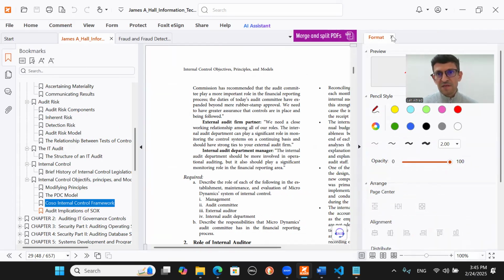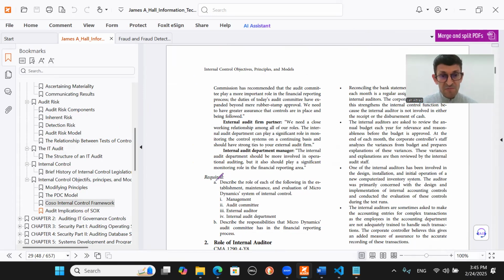You can find, right after that, the required things that you need to achieve. So after you read this case study, you need to, for example, describe the role of each of the following: establishment, maintenance, and evaluation of Microdynamics' systems of internal control. You need to just describe these 3 or 4 items based on your understanding from this case study. Then describe the responsibilities that Microdynamics' audit committee has in the financial reporting process.